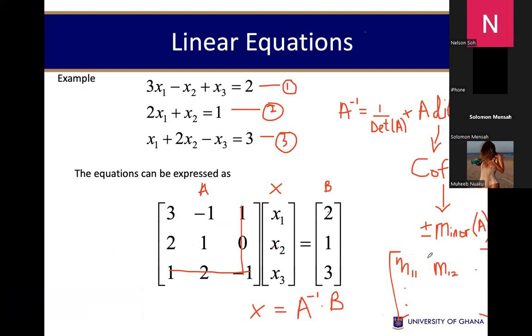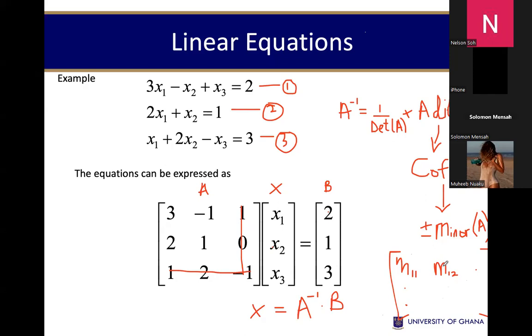Now, when I'm done with the minors, all I need to do to get the cofactors is to add the signs: plus, minus, plus. Here will be minus, plus, minus, and this will be plus, minus, plus. It's just a matter of multiplying through by +1 and -1 sequentially. So you start with the first element M11, you multiply by +1, you move on to the next element M12, sequentially multiply by what?